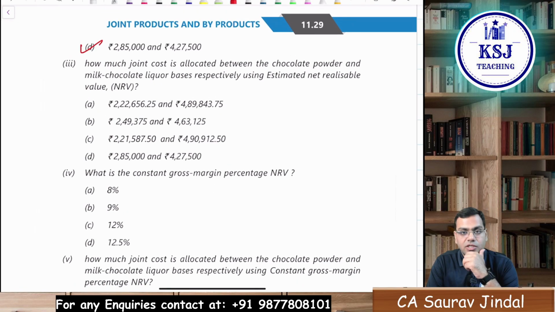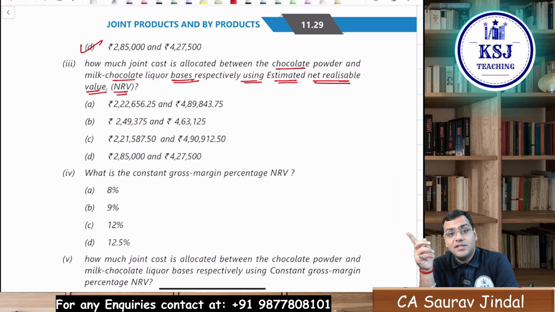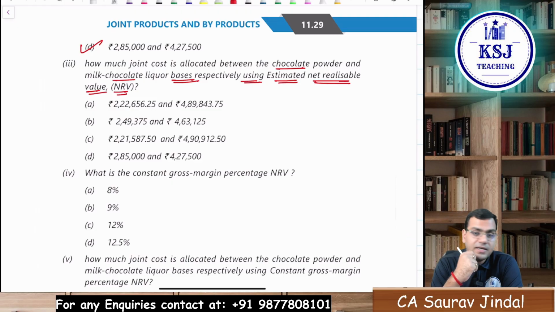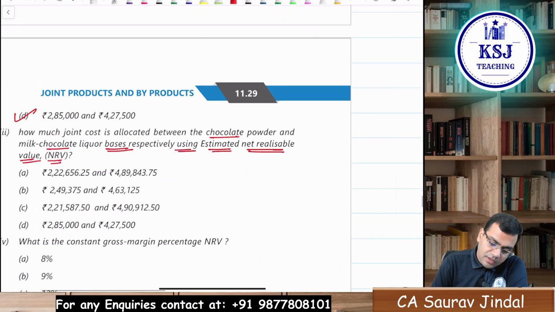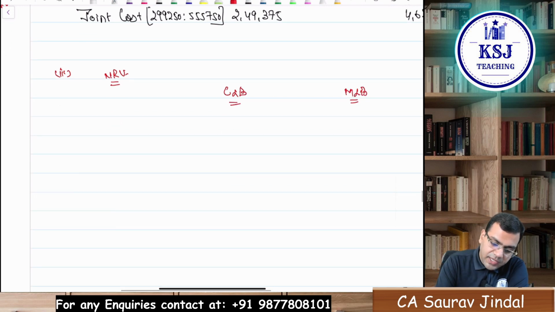How much of the joint cost is allocated between the chocolate powder and the milk chocolate liquor bases respectively using the estimated net realizable value, that is NRV? How do we calculate NRV? NRV says final sales value minus the FPC, isn't it? That is your net realizable value. Okay, so for NRV, we'll solve the third part, on the basis of NRV, chocolate liquor base and milk liquor base, right? So what do we have to take? We have to take final sales value.